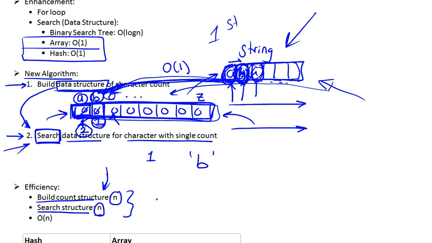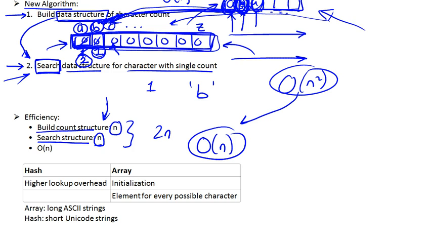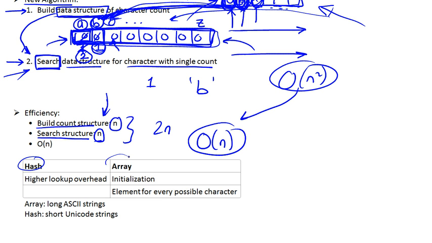So in total we have in the worst case scenario 2n, and this of course is an operation that costs big O of n. Now you notice how we went from a big O of n squared to big O of n. That was our original algorithm, and this is our current algorithm. Now, which is better, to use a hash or an array? We will see that in the implementation in the code.